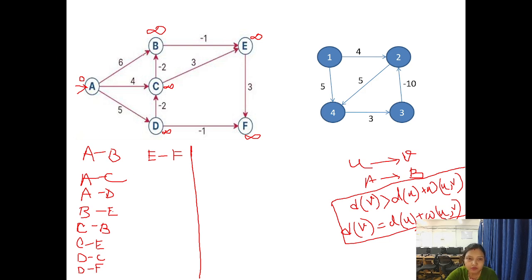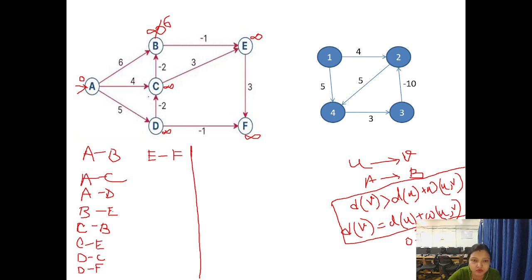Okay, fine. So in our case, A was U and B is V. So distance of V, distance of B, is what? Infinity. Now what is distance of U, or distance of A? That is 0, right? So 0 plus weight of U comma V. What is U? A. What is V? B. So weight of U comma V is 6. Associated cost is 6. So 0 plus 6 is 6. Now whether this 6 is less than this infinity? Yes, obviously. So we will use this path to reach B from A instead of infinity. Fine. So we will update infinity with 6.